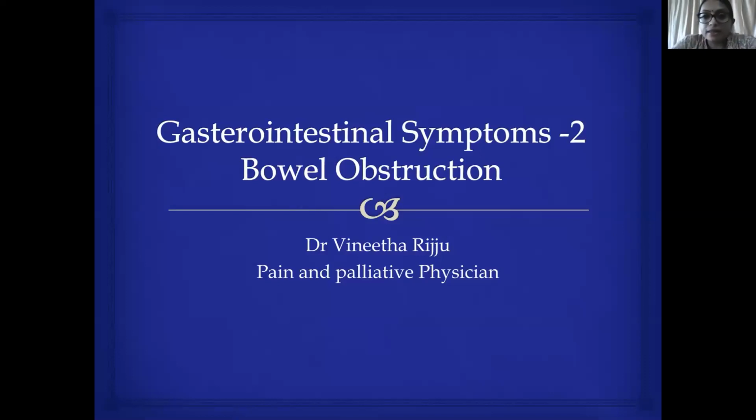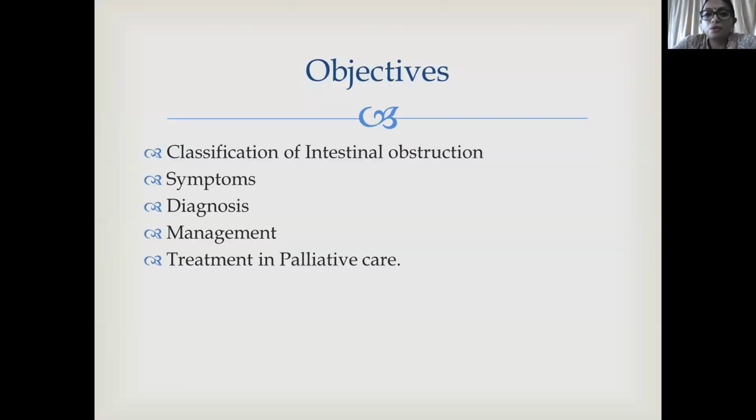So today's topic is bowel obstruction. We dealt with nausea, vomiting, constipation, all that in the last class. So today we are going to see particularly bowel obstruction. What I intend to do today is we shall go through the classification of intestinal obstruction. We shall see what symptoms we come across in intestinal obstruction, how to diagnose it. When you have a patient in front of you, how do you actually diagnose that this person could be having one, management, and again, treatment and palliative care.